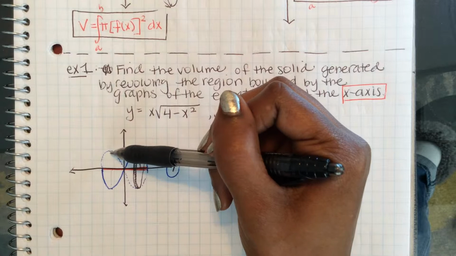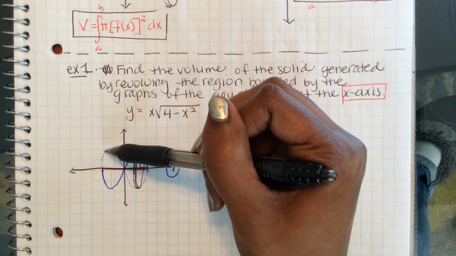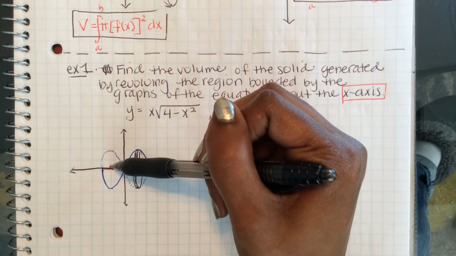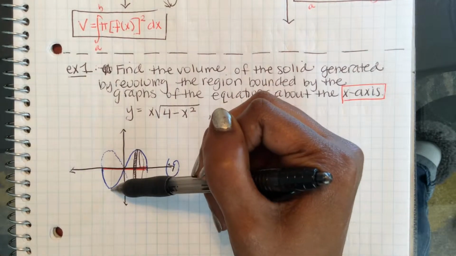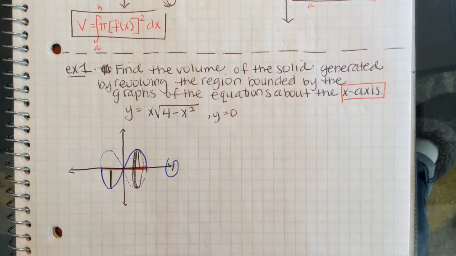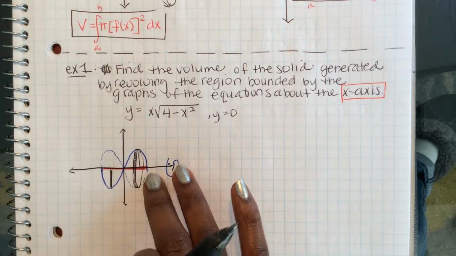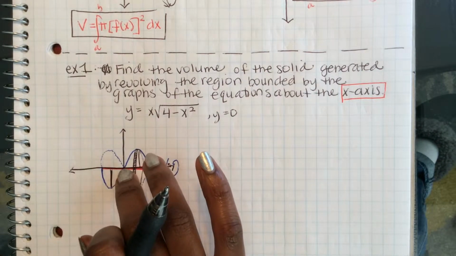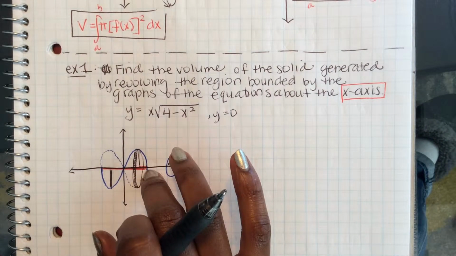And remember, this is not my function here. It's the reflection of my function. So I wouldn't do upper minus lower on this side to find the radius. I would do this upper minus this lower here. So let's split this into two integrals. The first one is from -2 to 0, and the next one is from 0 to 2.